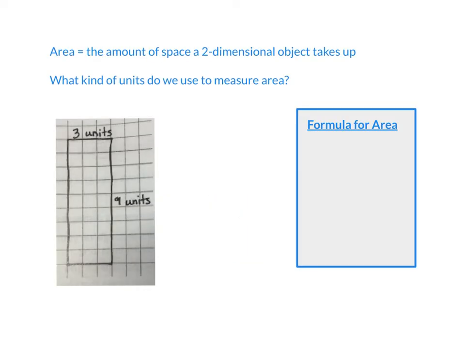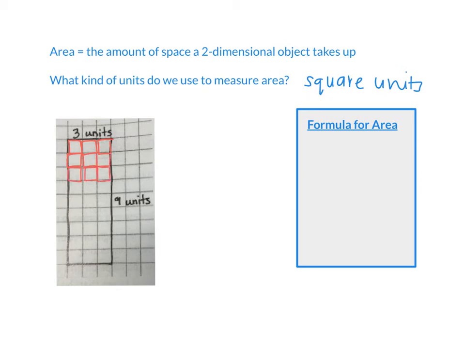As we know, area is the amount of space a 2-dimensional space takes up, right? What kind of units do we use to measure area again? Square units. Good. Okay, that's a good review. Okay, now, so look back at your rectangle. That's 3 units by 9 units. How many square units do you have in there? Well, if I only have this first row, how many square units do you have? 3. What about in 2 rows? 6. Huh, okay. What about in 3 rows?